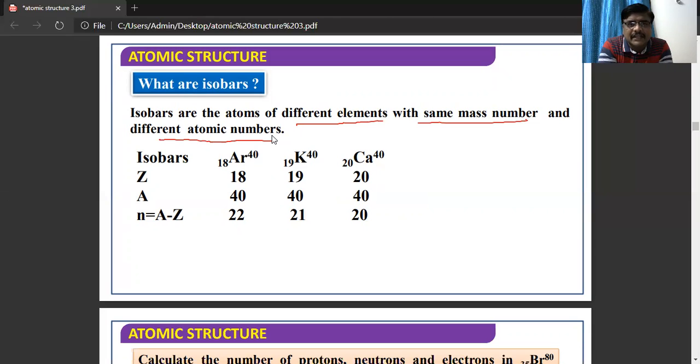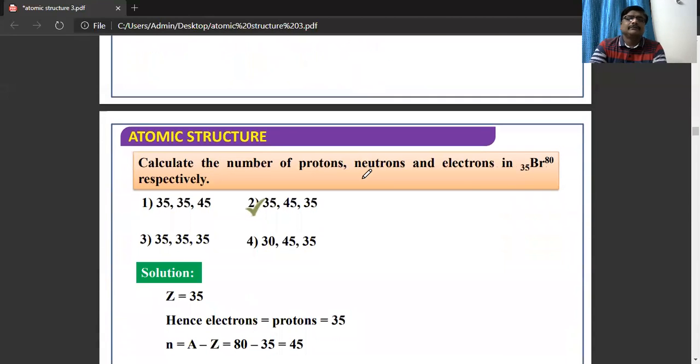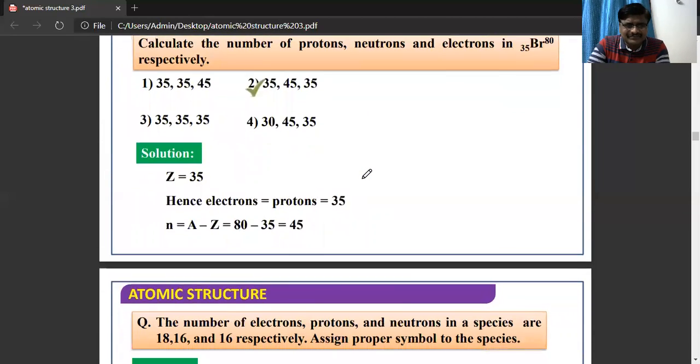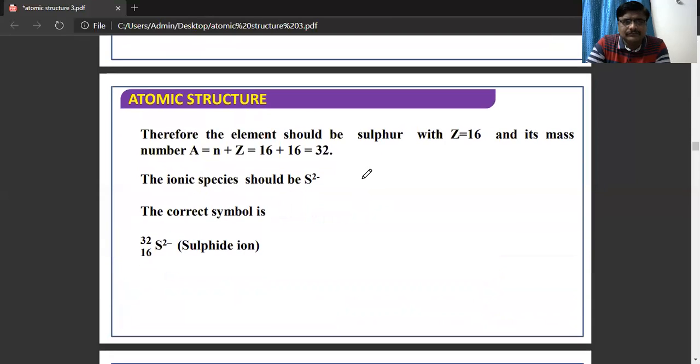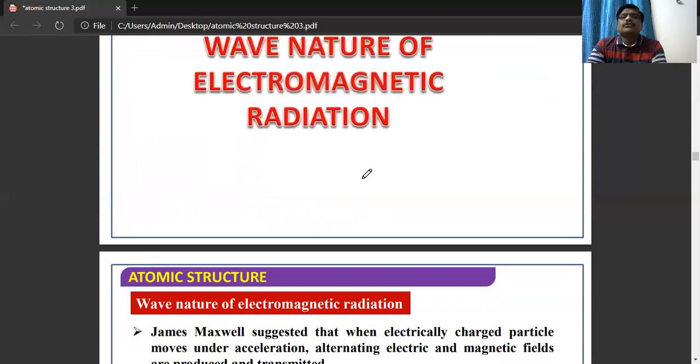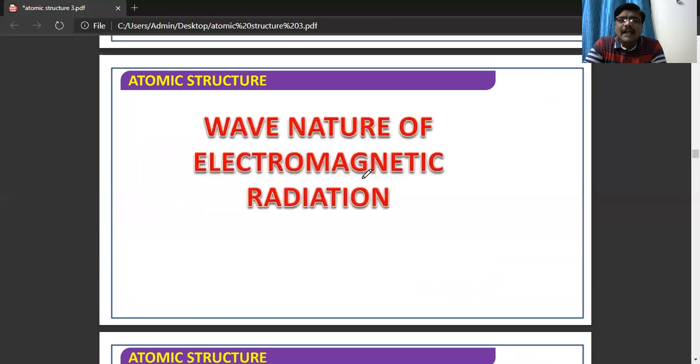If you consider the examples here, argon, potassium, calcium, see here, they have the same mass number 40, 40, 40, but they have different atomic numbers, 18, 19, and so on. So here also the number of neutrons will be different. So that is about isobars.